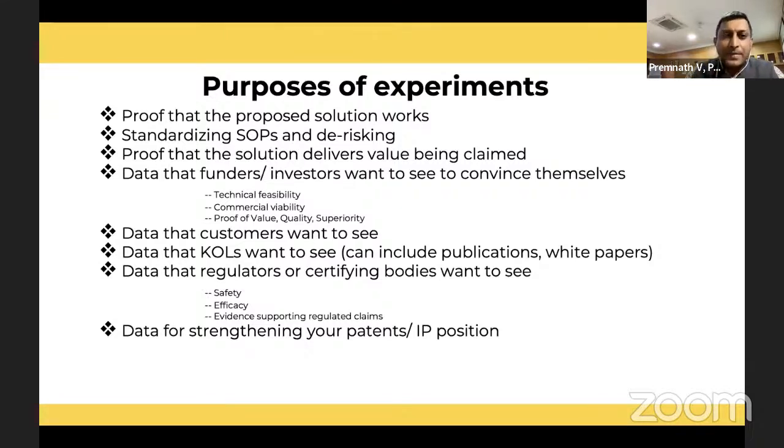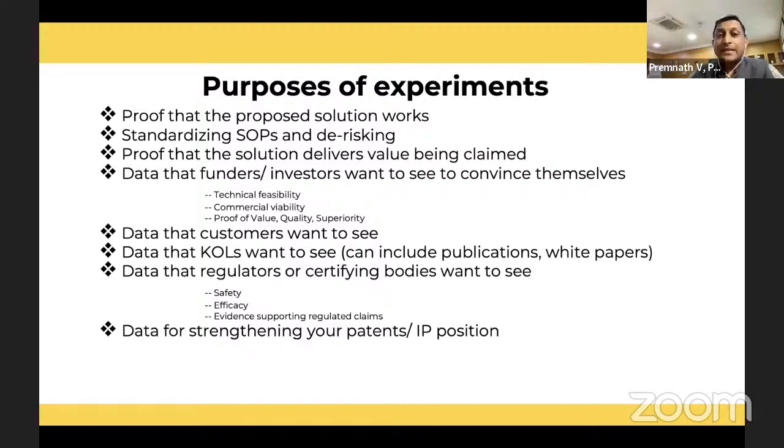And of course, as above, proof of value, quality, superiority is also important. So in a diagnostic, for example, somebody might want to understand what are your specificity and sensitivity numbers for a diagnostic in order to understand whether it does meet the quality requirements for that use case, right? And by the way, that's very, very specific to the use case, right?